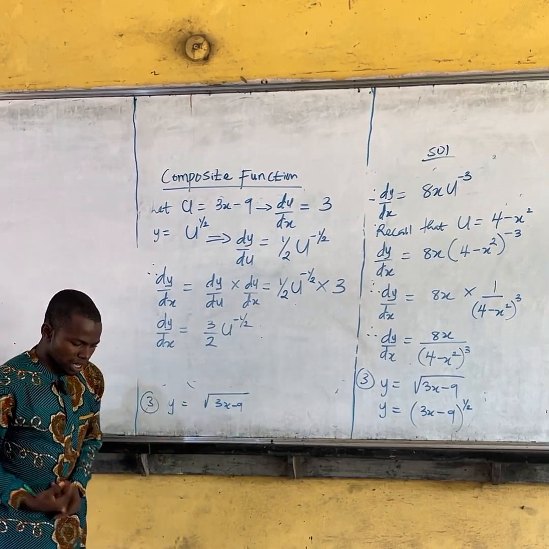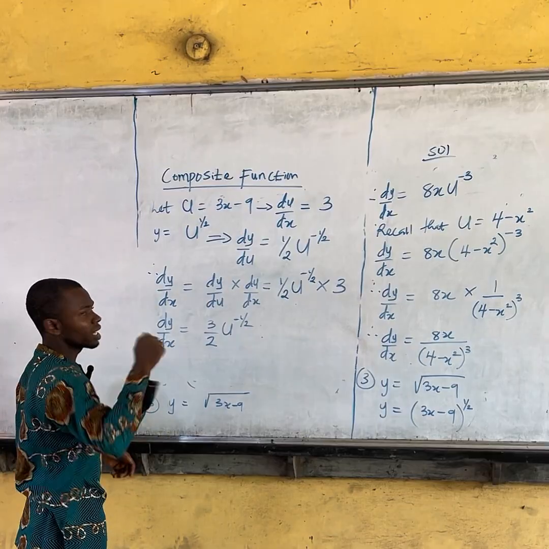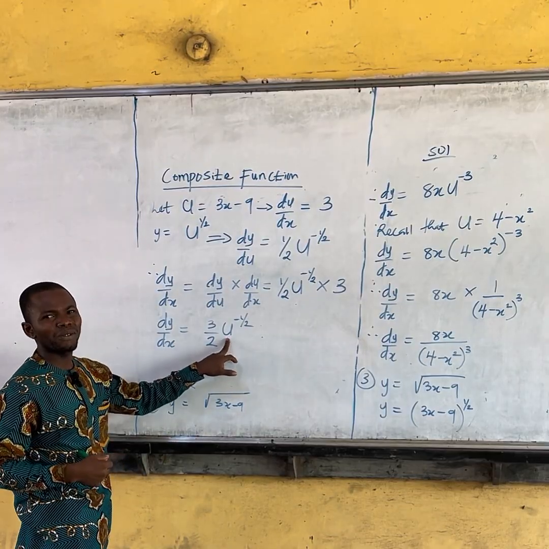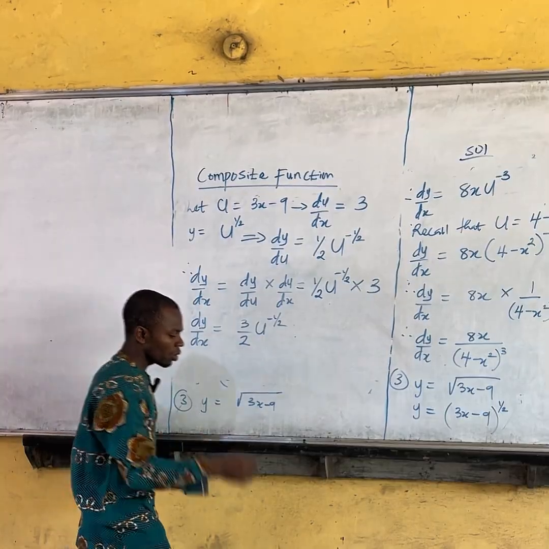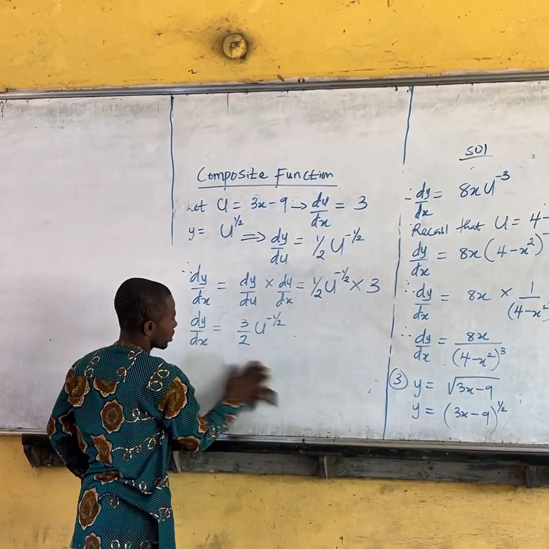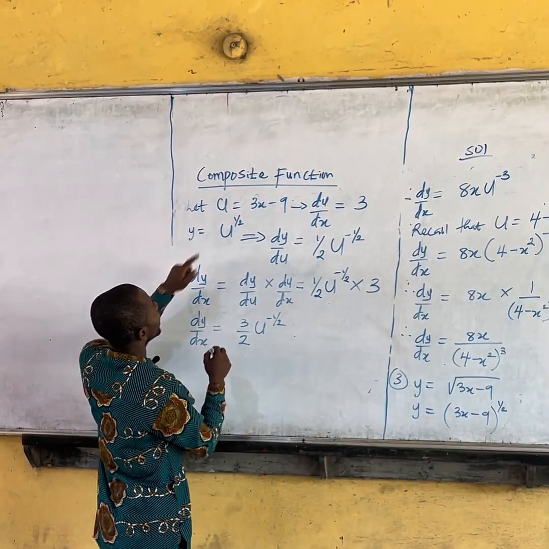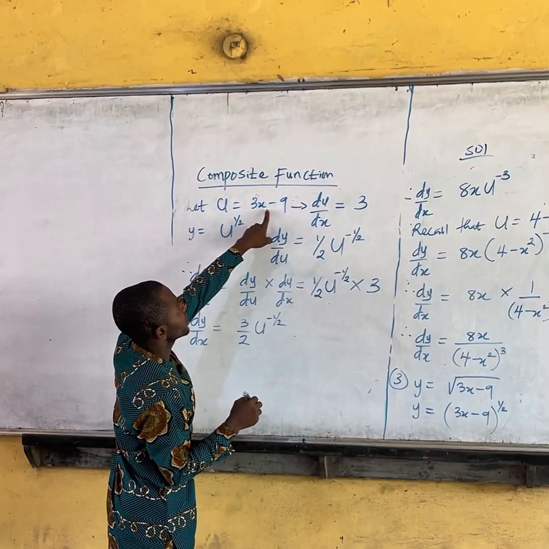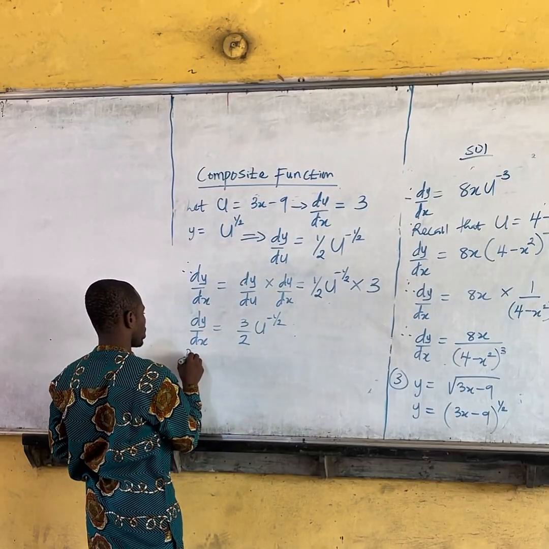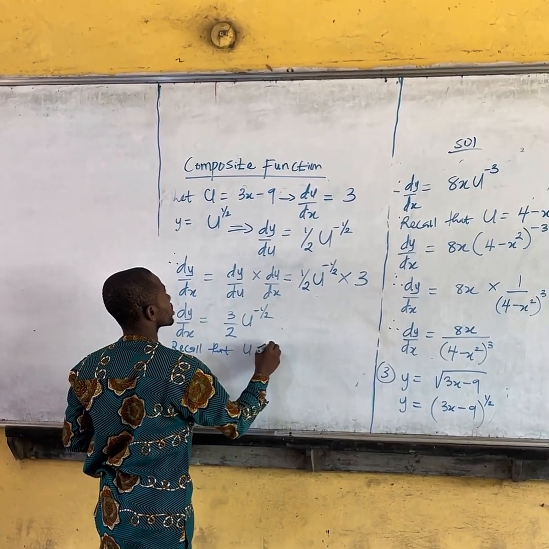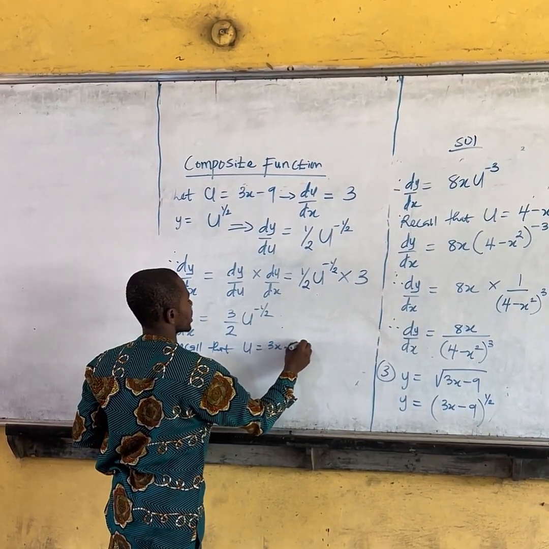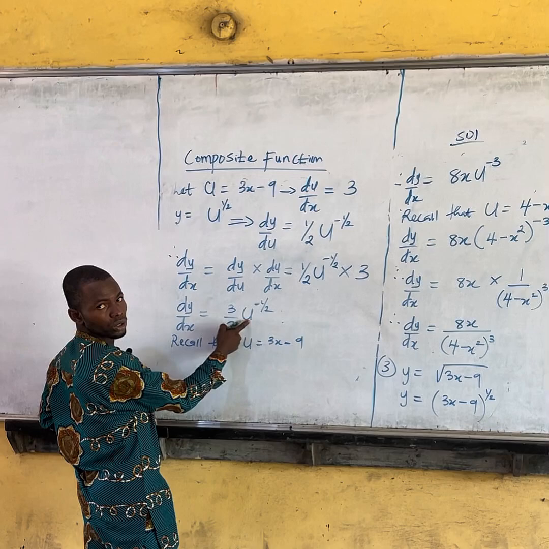But you cannot stop here. Why? Because you've not gotten your answer in the form of x. So your final answer must be in the form of x. Don't forget that we said let u be 3x minus 9. So recall that u equals 3x minus 9. You substitute the value into your final answer.